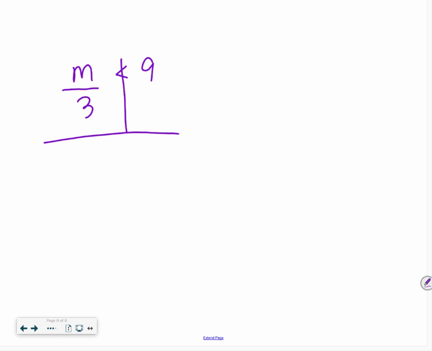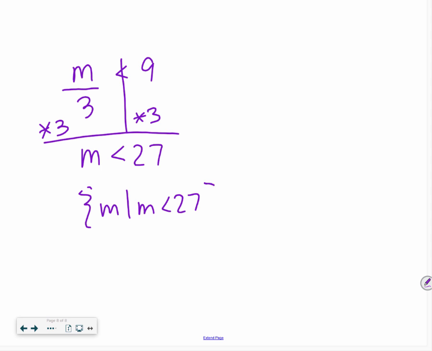But if you see m over 3, to undo that, you're going to multiply both sides by 3. So I have m is less than 27. Okay? So I just wanted to make sure that we solved one by using multiplication, because I think we did all division today.